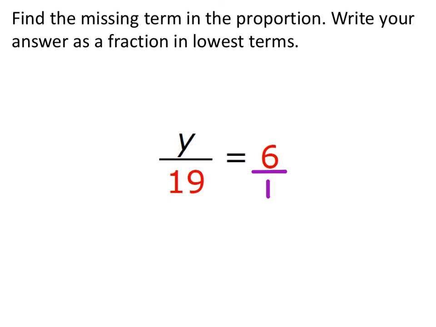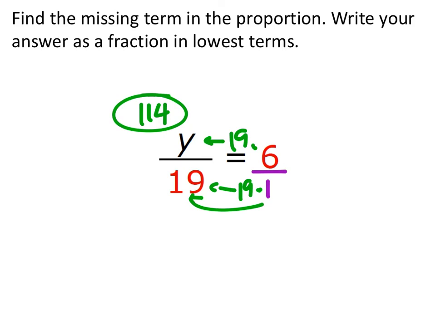So on this one, scale factors is nice because I see 1 times 19 is 19. So I can just multiply the 6 by 19 and get my y value. And 6 times 19, that's 60 and 110, 114. Y is 114. You can put in the calculator 6 times 19. Should give you the same answer.